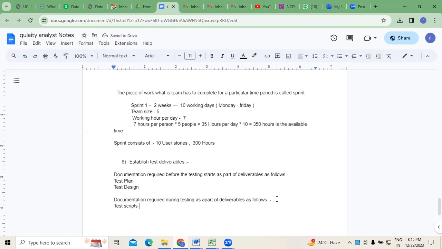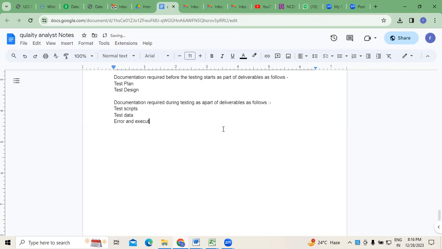Okay, first point. It's not only about the test scripts, we must be knowing about the test data also. Test data is required. At the same time, error and execution logs. So these are the aspects we need to consider whenever we are working on the documentation during the testing.